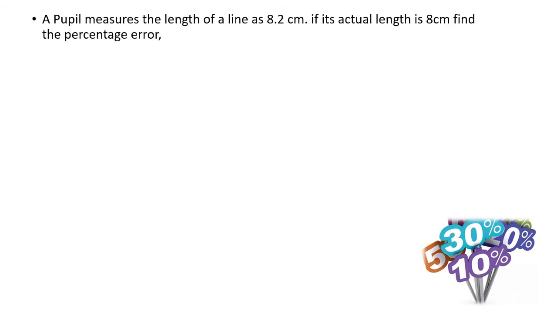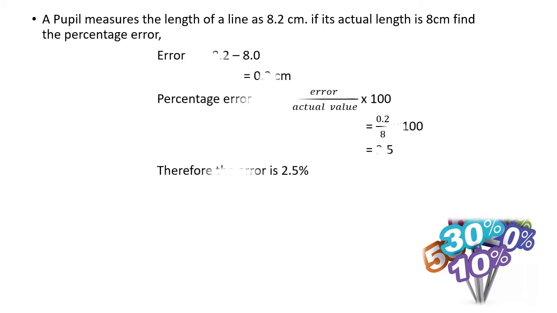Check this question also. A pupil measures the length of a line as 8.2 centimeters. If its actual length is 8 centimeters, find the percentage error. Here you have to use another equation. First of all, we have to find the error. How can we find the error? We use the measured length and the actual length. 8.2 minus 8.0, 0.2 centimeter is the answer for error.